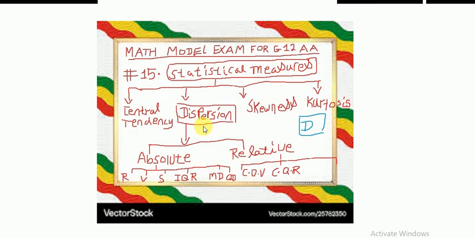So measures of dispersion are statistical measures which indicate how much the values in a data are scattered, especially from central value or average values.